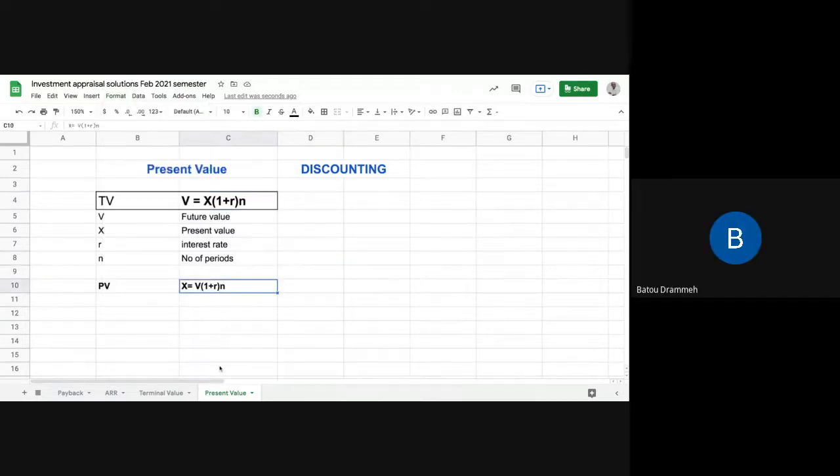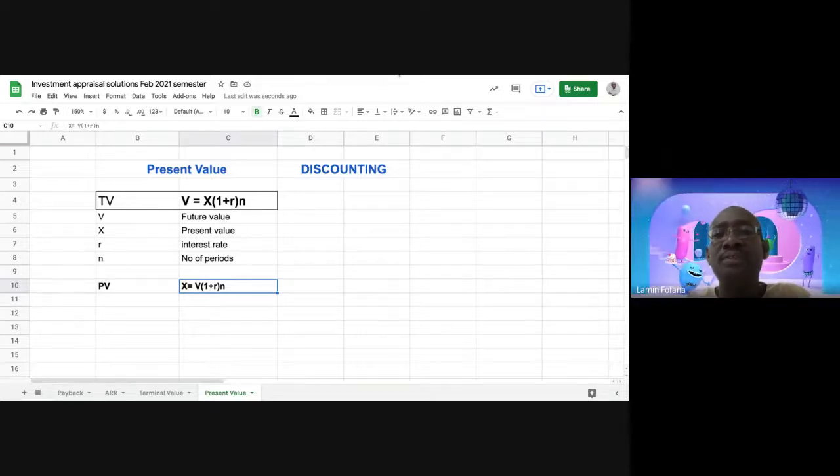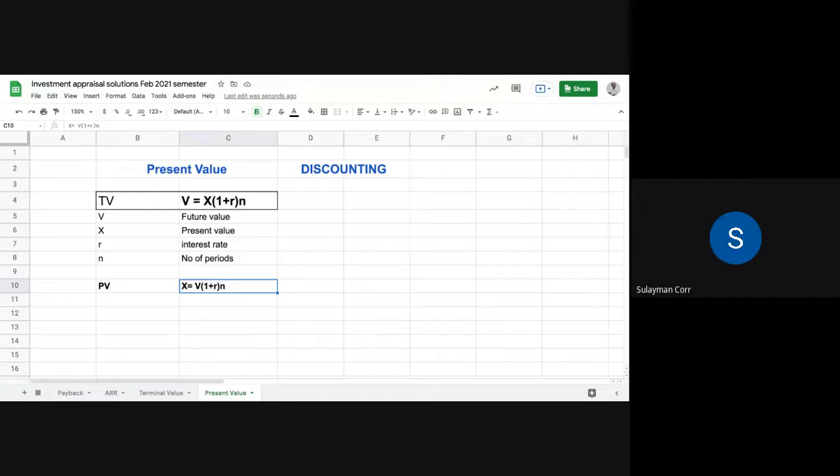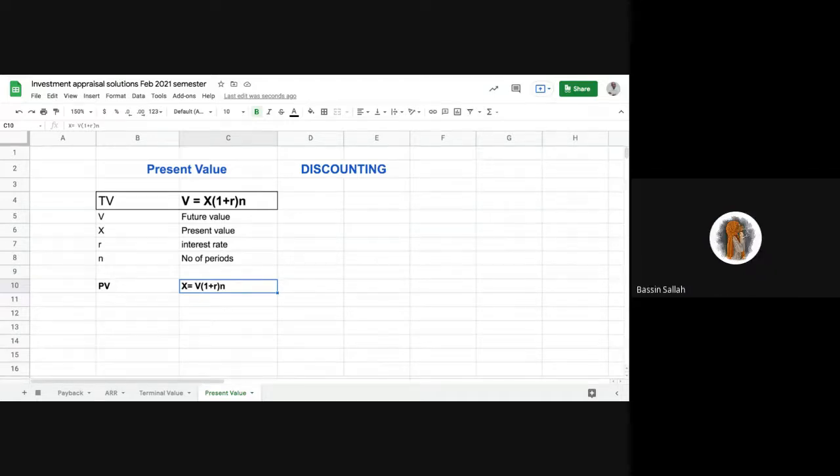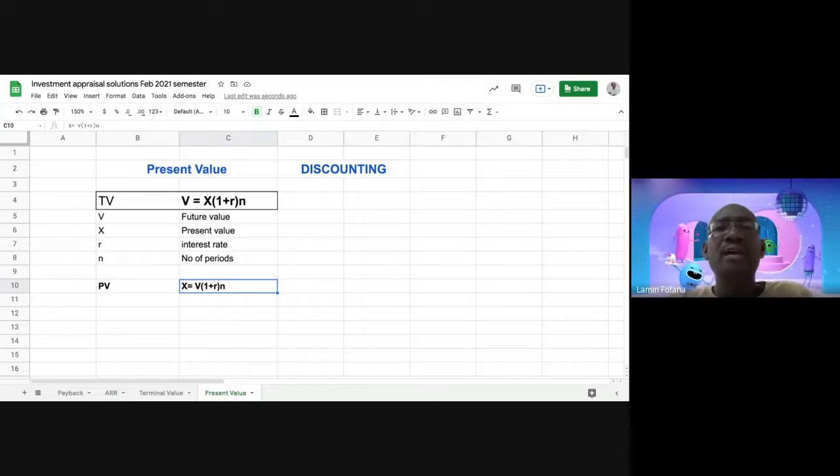We're going to divide both sides by... One after the other, please. Basin, you want to try? Basin, please. Are you with us, Basin? You want to try? Yes. Governor, you want to try, Aja?